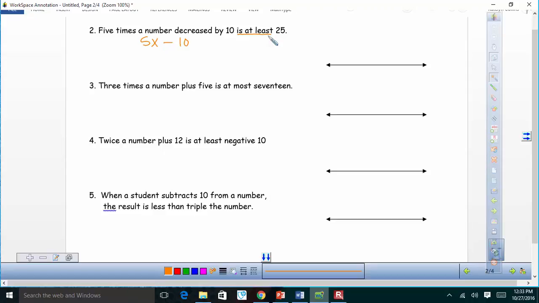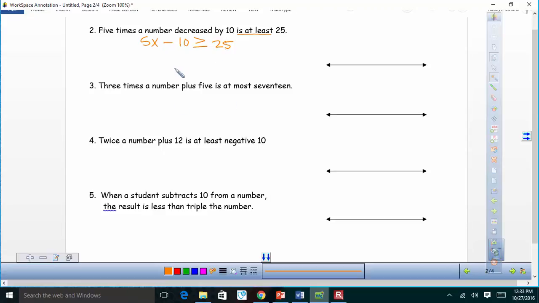Okay, let me talk about it. Is at least means it's the very least it can be. So if I want at least 5 apples, okay, then that means I can have no less than 5, but could I have more? Yes. Okay, so is at least would be greater than or equal to 25. Very good.